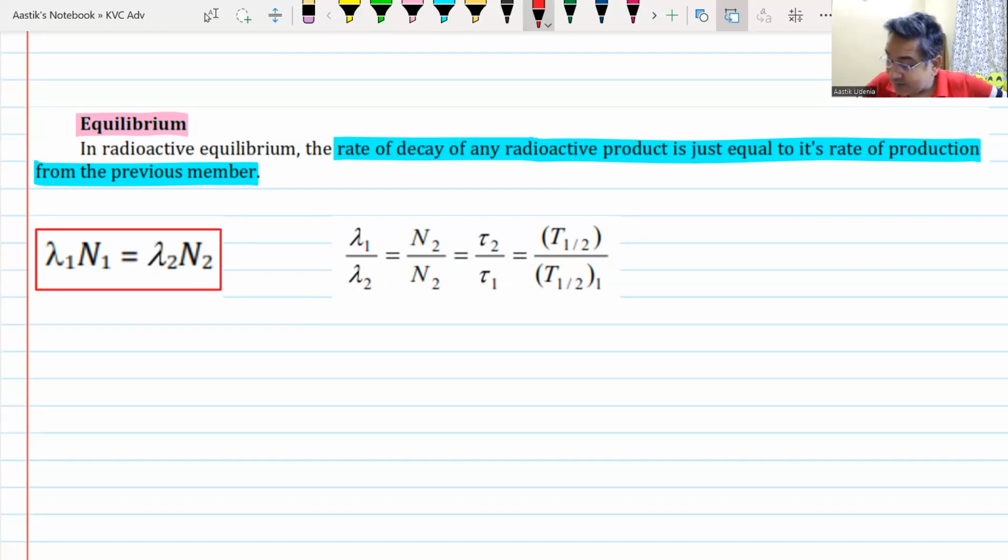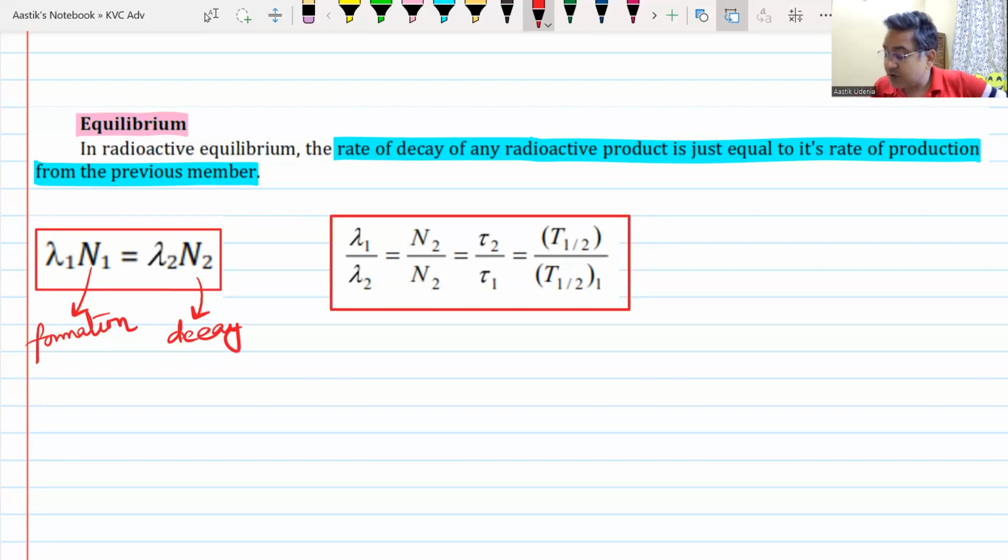Lambda 1 n1 is the rate of formation. Lambda 2 n2 is the rate of decay. If these two rates are the same, that means lambda 1 by lambda 2 is equal to n2 by n1, which is t half 2 divided by t half 1. We will have the condition of radioactive equilibrium. I'll give you a minute to note this down.